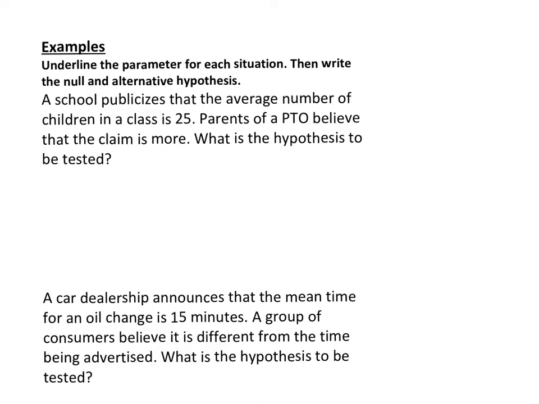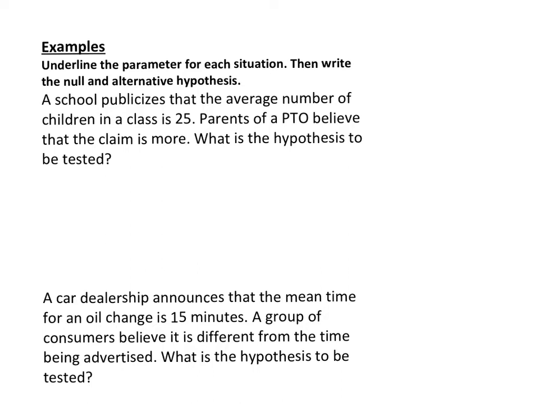And when I write hypotheses, what I do is I first identify a parameter. Every problem we're going to talk about is going to be the mean. And we're going to talk about the population parameter, which is the population mean. So we're going to call that mu. So the first thing I'm going to do in each one of these problems when I start them is I'm going to identify that population mean by underlining it.